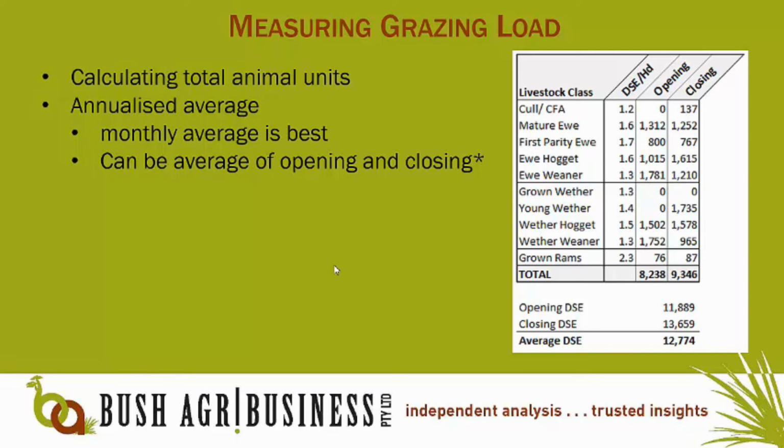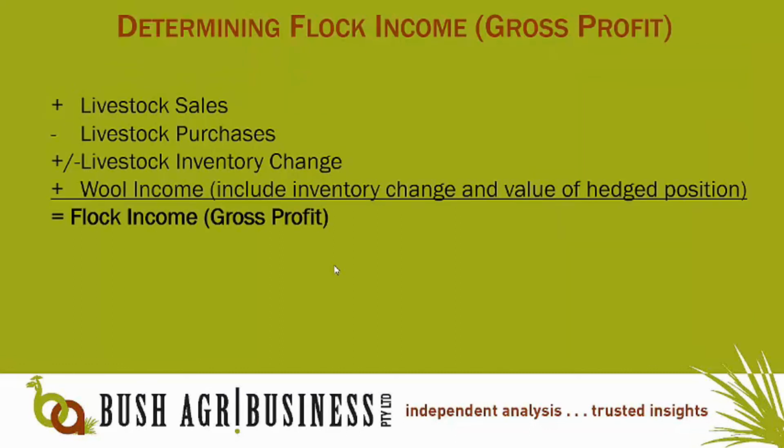So we've got an example here with the classes from that data we looked at before, the opening number, closing number, what the DSE rating is per head, opening DSE, closing DSE gives us an average DSE for that flock of 12,700. So that gives us the number of animal units.